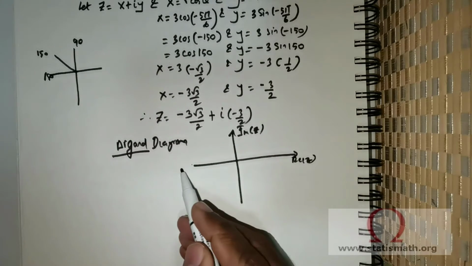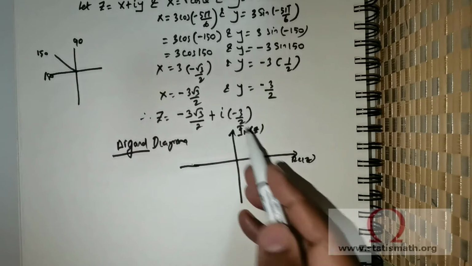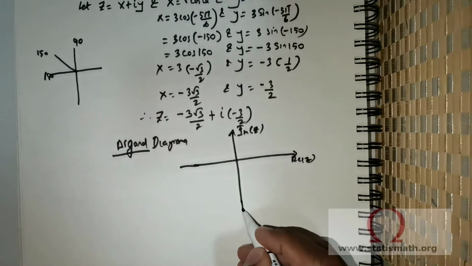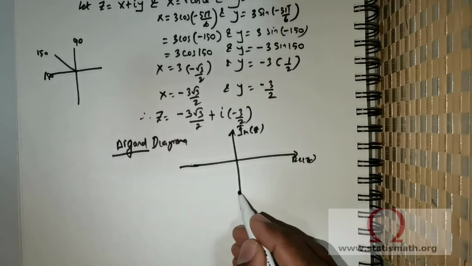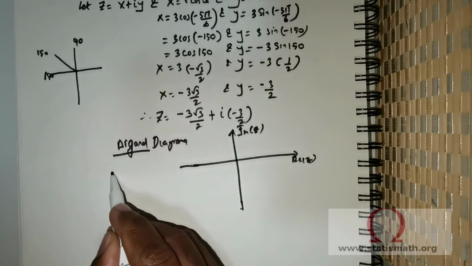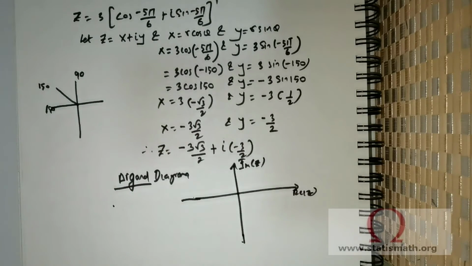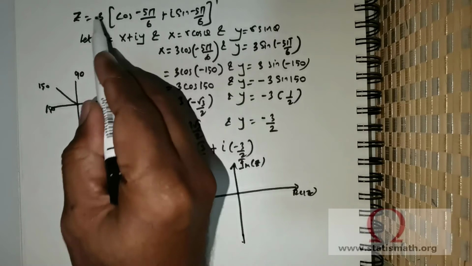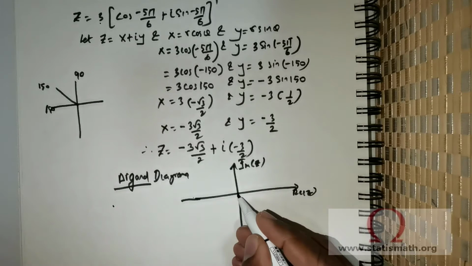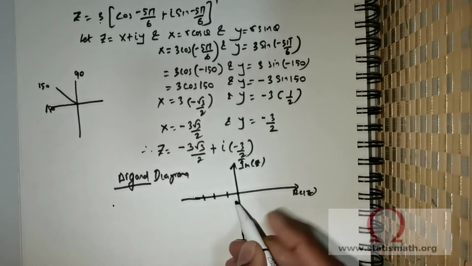So it's featuring on the left side, and the y part is featuring on the negative side of the imaginary axis. The theta, in other words the angle given to us, is negative 5 pi over 6. If you were to use the modulus, which is 3 units, and draw, it would be negative 1, negative 2, negative 3, 3 units.